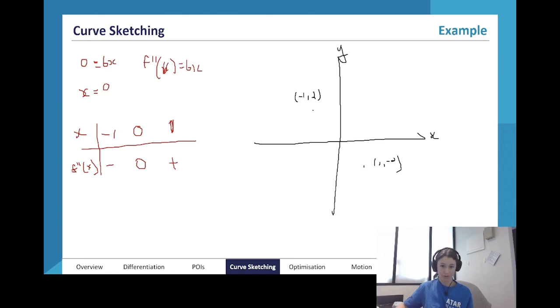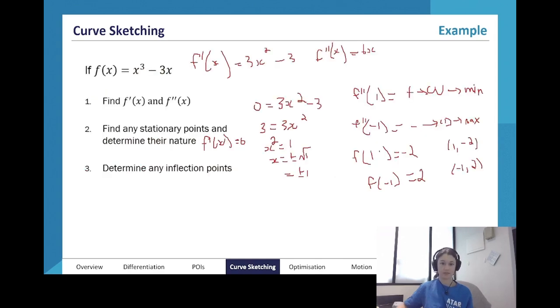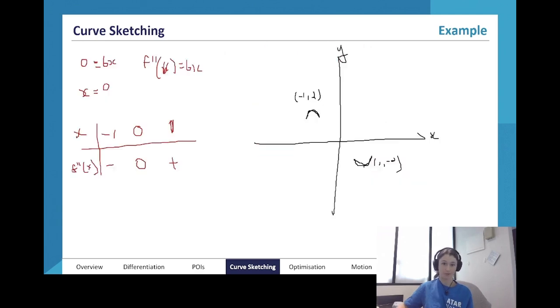that the nature of our stationary points is going to be a maximum here and a minimum here, and that's what we found in the last slide. So at 1, we're going to have a minimum, and at negative 1, we're going to have a maximum. So kind of drawing the rest of this out.